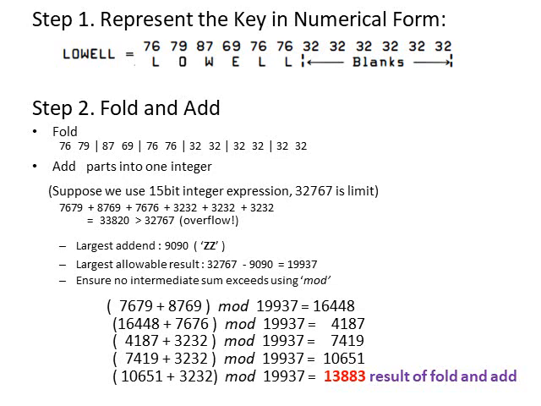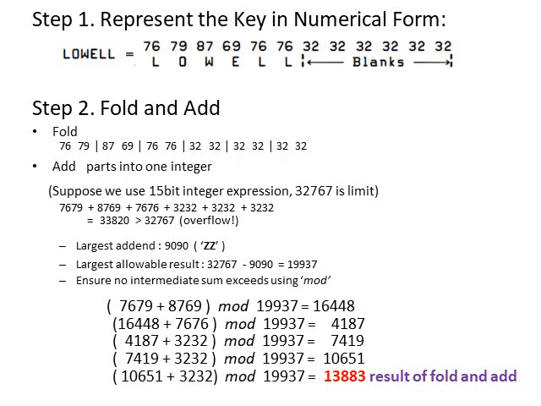Say the first two characters have 76 and 79. So I am going to write it together as 7679. That is one fold over. Next 8769, that is the second fold. 7676 is the third fold. Next comes 3232, once again 3232 and 3232.